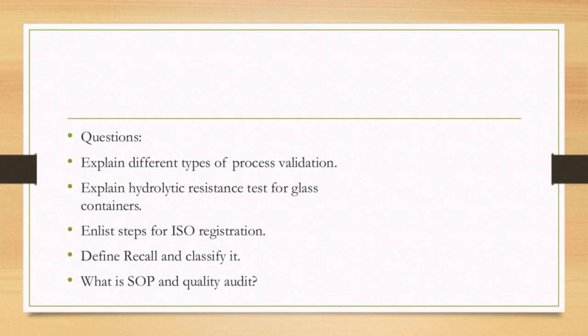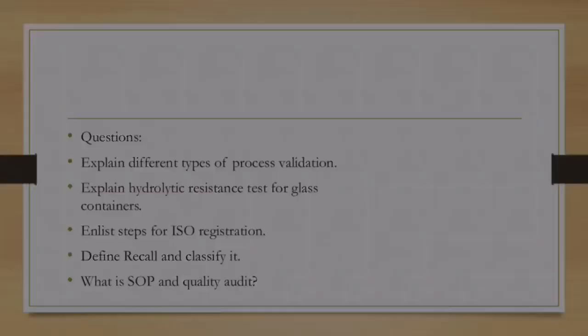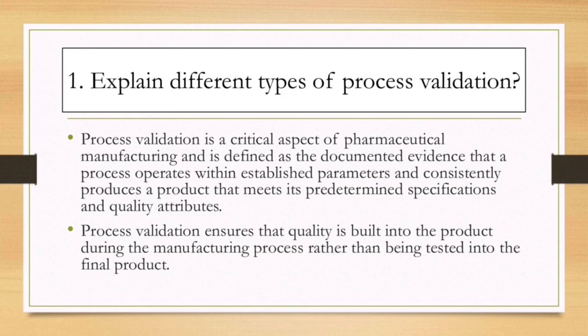Second, explain hydrolytic resistance test for glass container. Third, enlist steps for ISO registration. Fourth, define recall and classify it. What is SOP and quality audits? So, let's begin with the answer. First, explain different types of process validation.